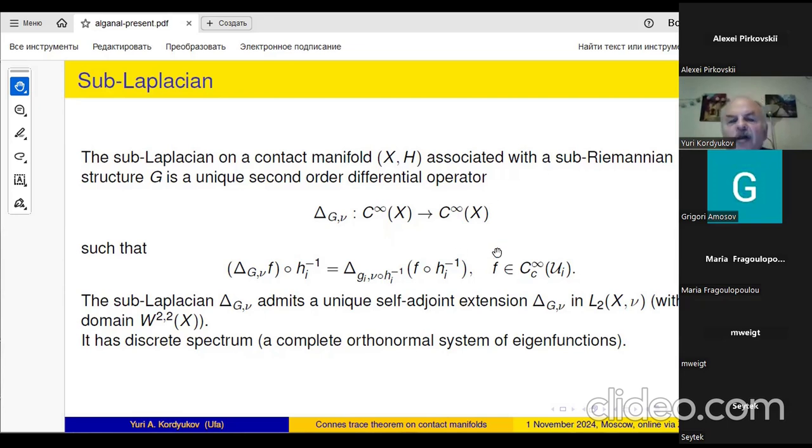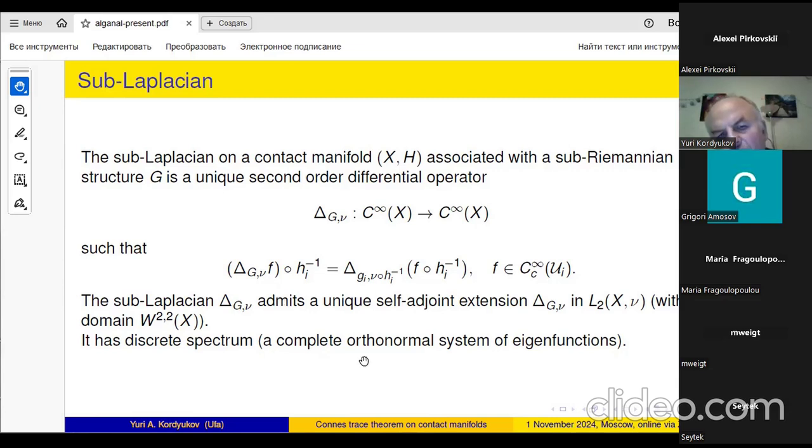This operator is essentially self-adjoint. So if we take the closure of this operator in the L2 space, we get a self-adjoint operator in a Hilbert space, and this operator has discrete spectrum, which means that it has a complete orthogonal system of eigenfunctions, and the corresponding eigenvalues go to infinity, and each eigenvalue has finite multiplicity.